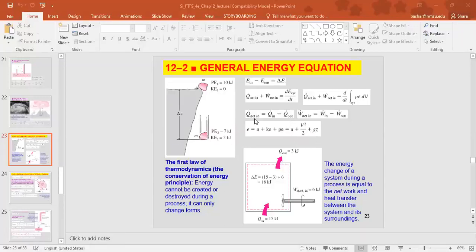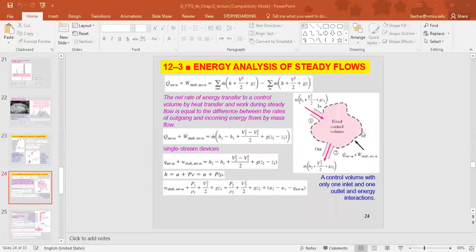The net input heat rate is given as the difference between the input and the output. Similarly, the net input power is the difference between the in and out. So the energy analysis of steady flows, if we look at the equation that we used back in the thermodynamics part, chapter 6, it was as shown in this equation.